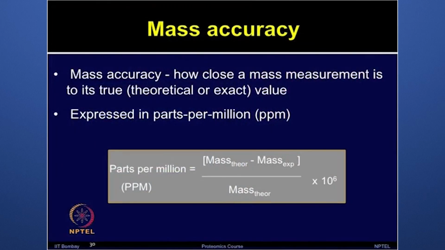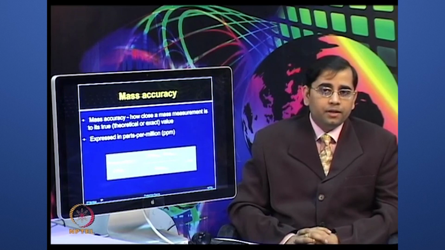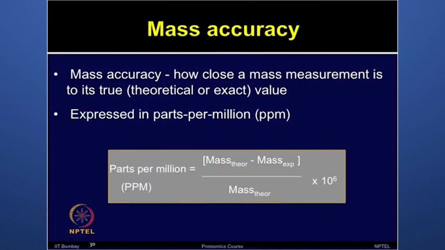How close a mass measurement is to its true theoretical or exact value. It is expressed in parts per million or ppm. Absolute value is mass dependent. The equation for the parts per million, the mass accuracy, is shown here, which is theoretical mass minus experimental mass divided by the theoretical mass times 10 to the power 6.